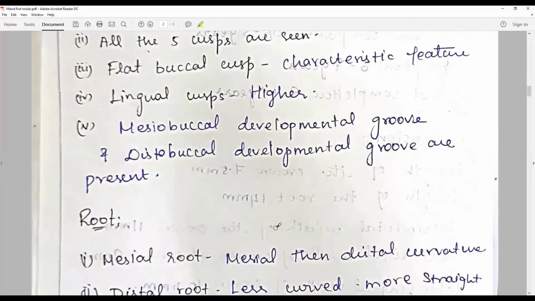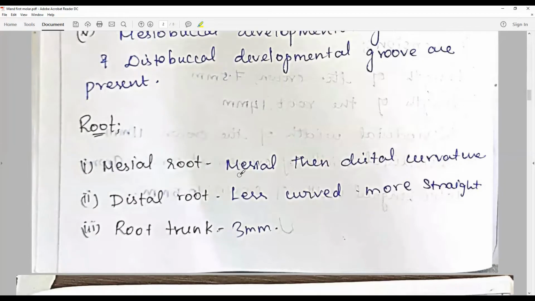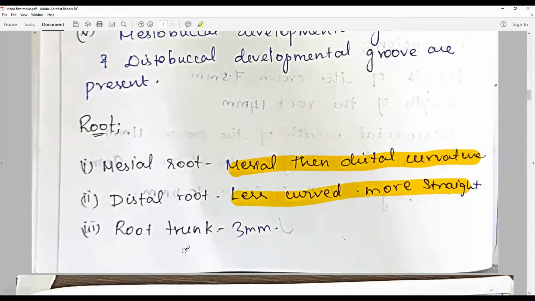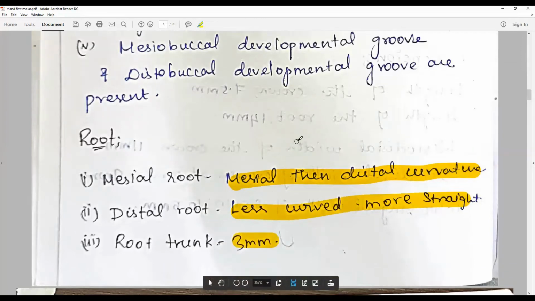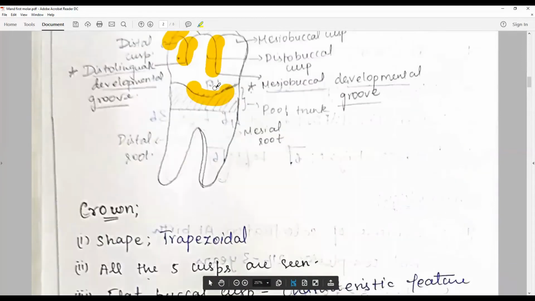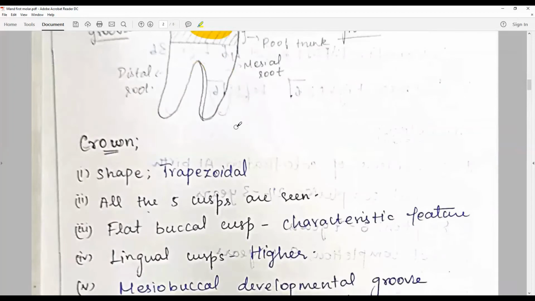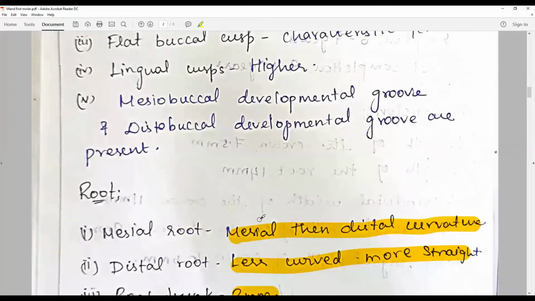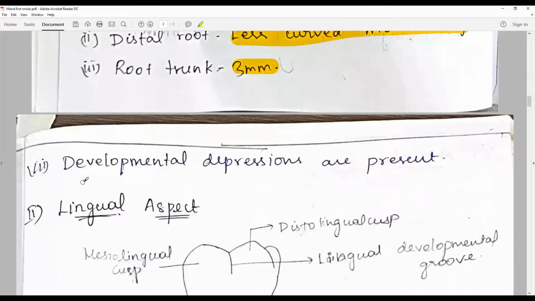The mesial root is more curved than the distal root. The distal root is less curved and more straight. The root trunk is about 3 mm, after which there is a bifurcation. So all these have to be mentioned, and then the root developmental depressions are seen.